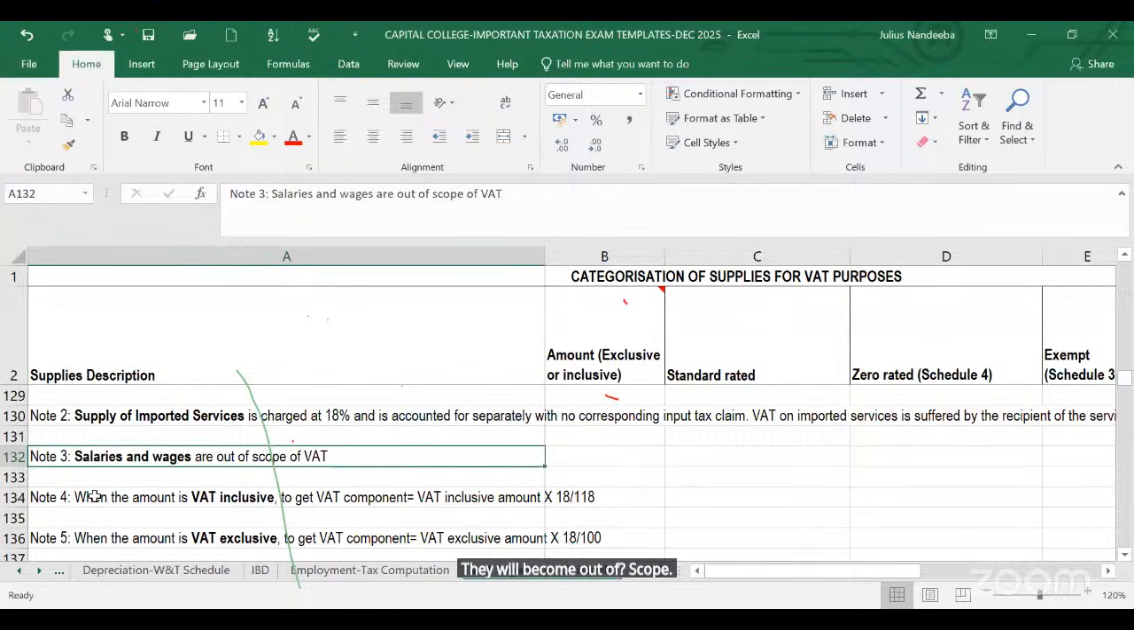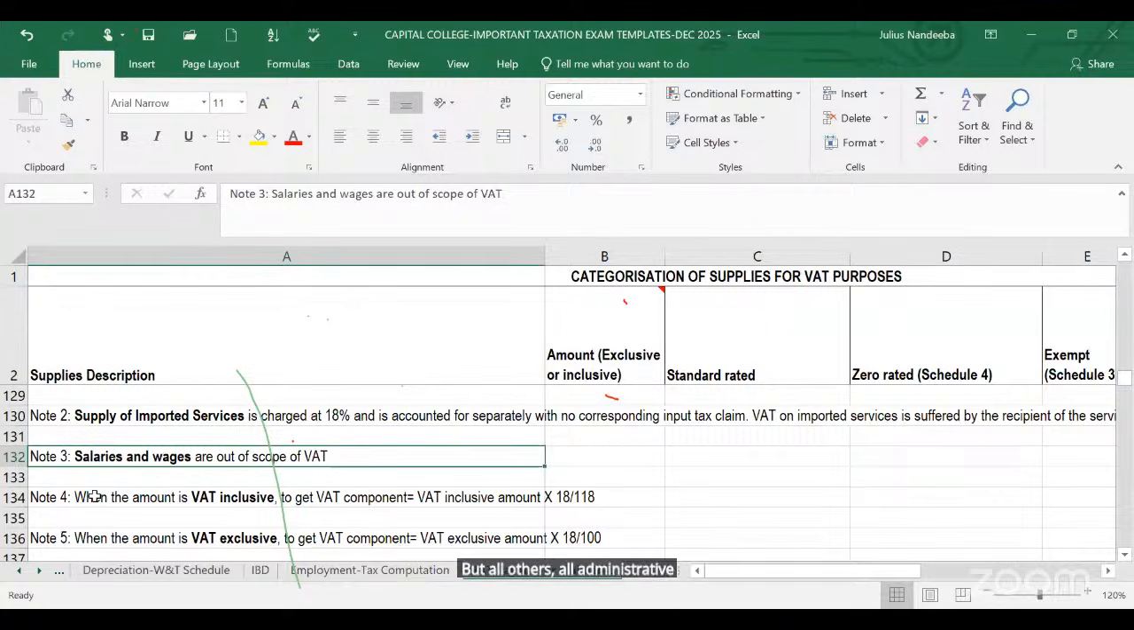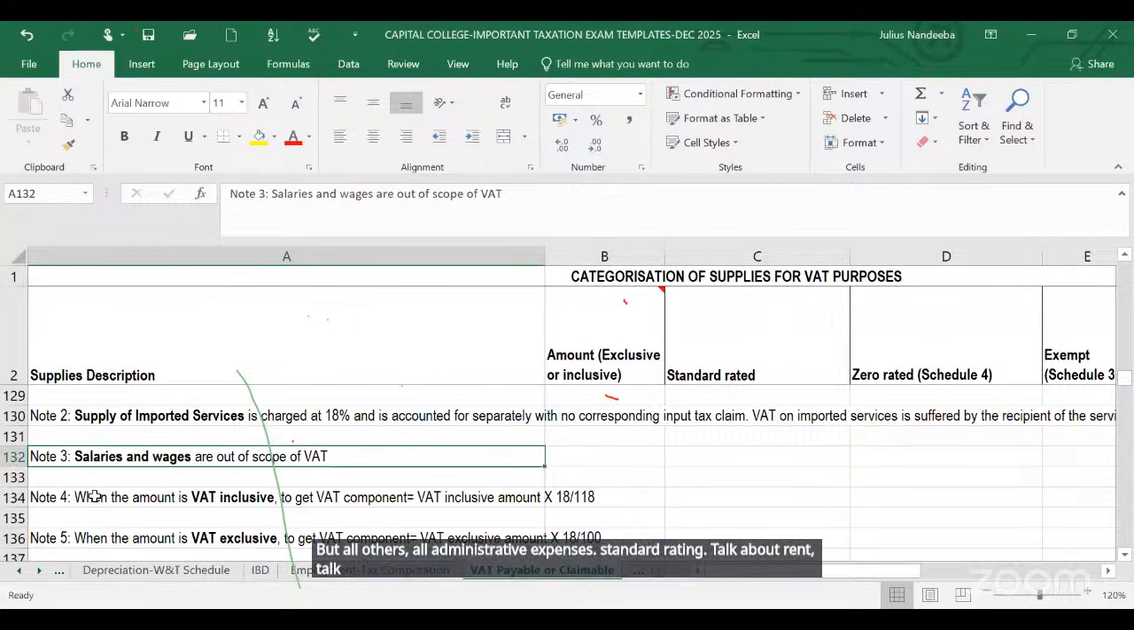Then cram this. All other administrative expenses are standard rated, except the telephone where you're limiting it to 90%. But all others, all administrative expenses are largely standard rated. Talk about rent, talk about electricity, talk about water, talk about whatever you think is administrative expenses. They are largely standard.